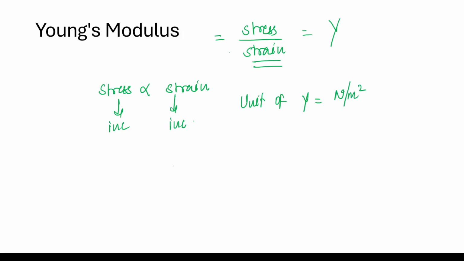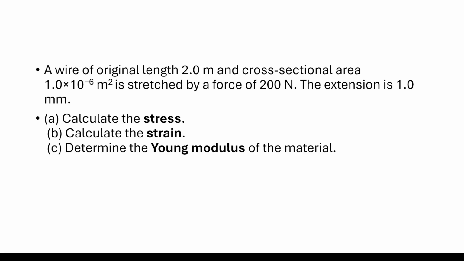That's it. Let's do one question. You go ahead, pause it and do it yourself. So you have an original wire of length 2 meters. So I have a wire of length 2 meters. So that's a 2 meter length wire. Area of cross section. So this area is 1 times 10 to the power minus 6 meters squared.